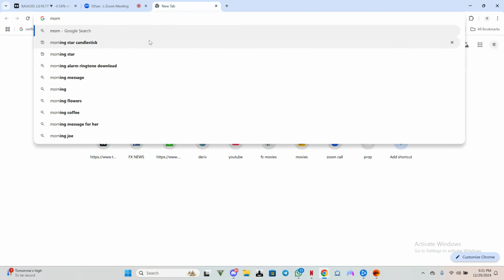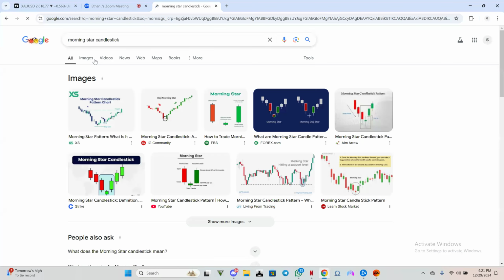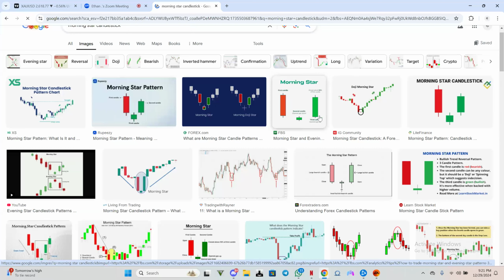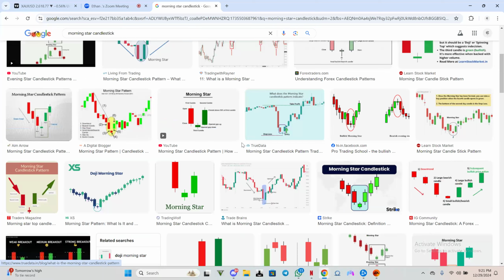You look for what they call a morning star candlestick. This is what a morning star candlestick is, this is how it looks. A morning star: you have a red, a green that sweeps below the red, then you have a new green up. Like this, you can see it here again. This is a morning star, this is a morning star. So this is what you need to watch out for on the fair value gap.